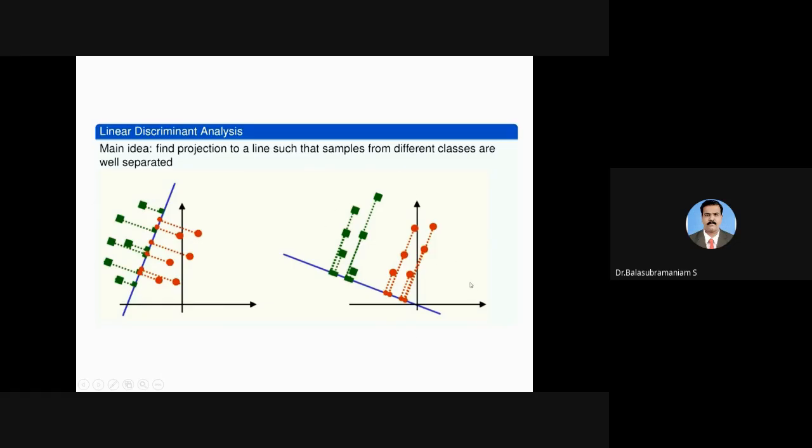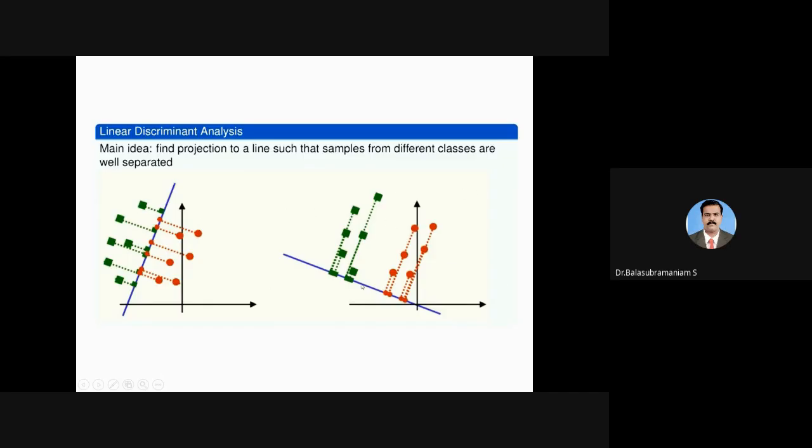There are 2 axes, we are having 2 dimensions. But when I apply LDA and project my data points onto this LDA projection vector, my data points are classified correctly. There is no problem, no overlapping and so on. So this is what we get from LDA.